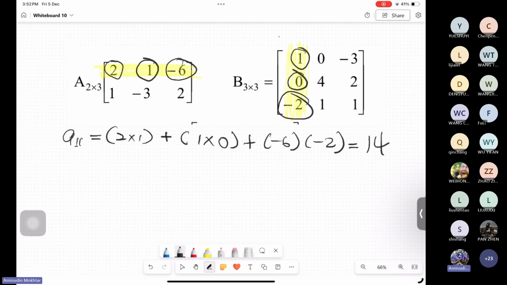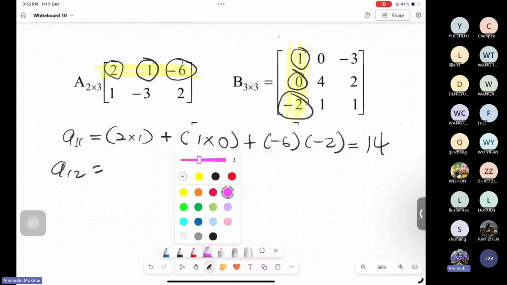It's 40. Okay, how to perform the number. A12. Okay, A12 is the summation of product for the elements in the first column of A and the second column of B. Now we move to the second column of B. Okay, this is the second column of B.